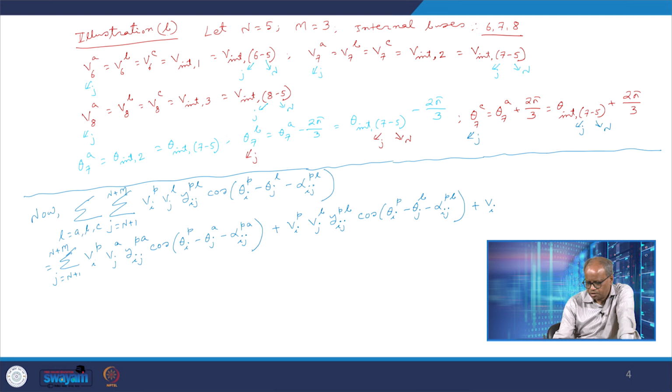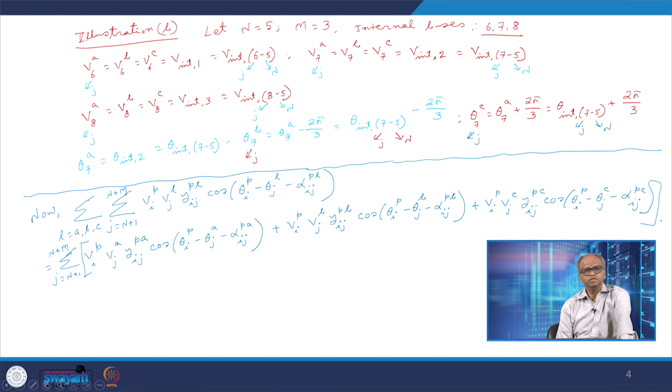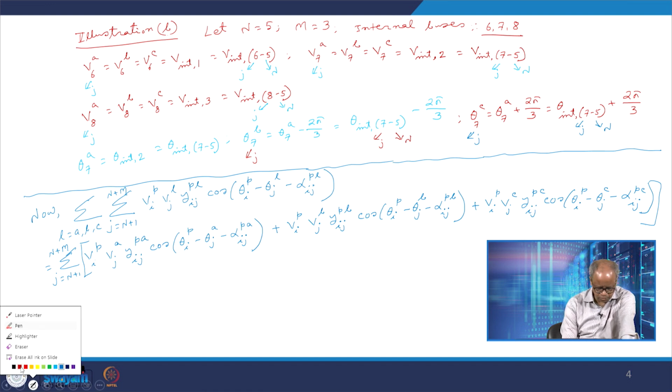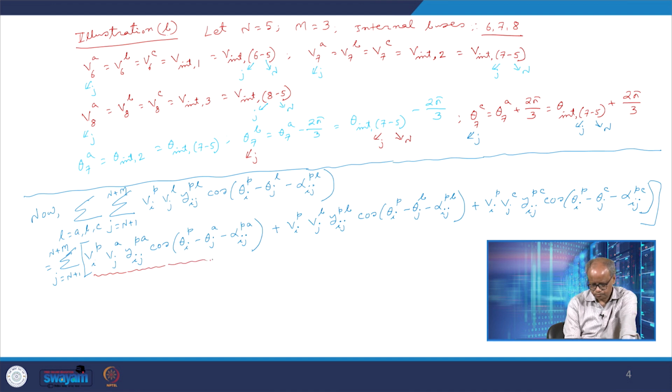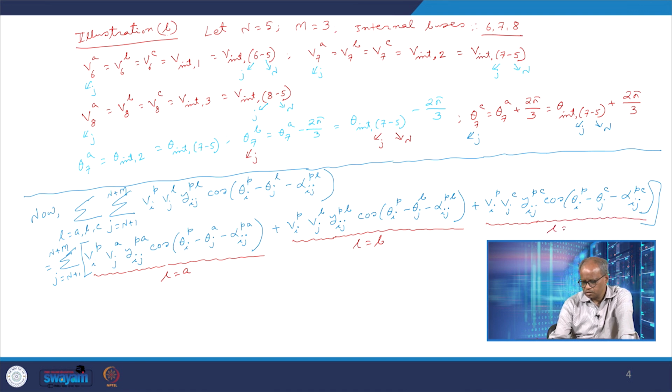right, plus VIP, VJC, YIJPC cosine theta IP. Right. So if I just separate L is equal to ABC, then I get this. Let us note it down for convenience. So this term is for L is equal to A, this term is for L is equal to B, and this term is for L is equal to C.